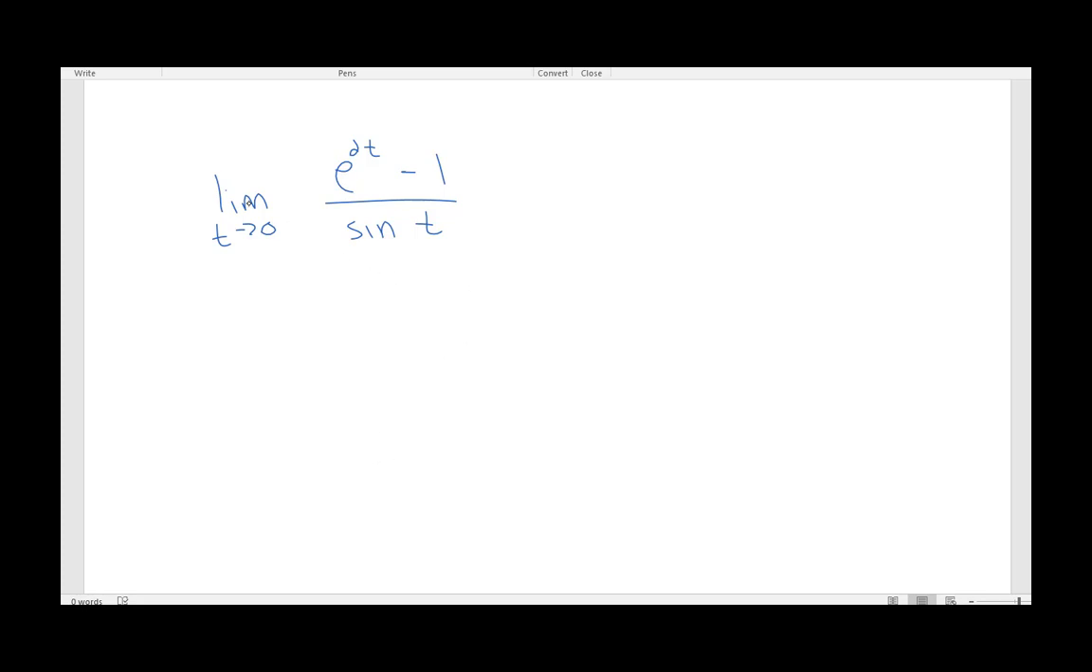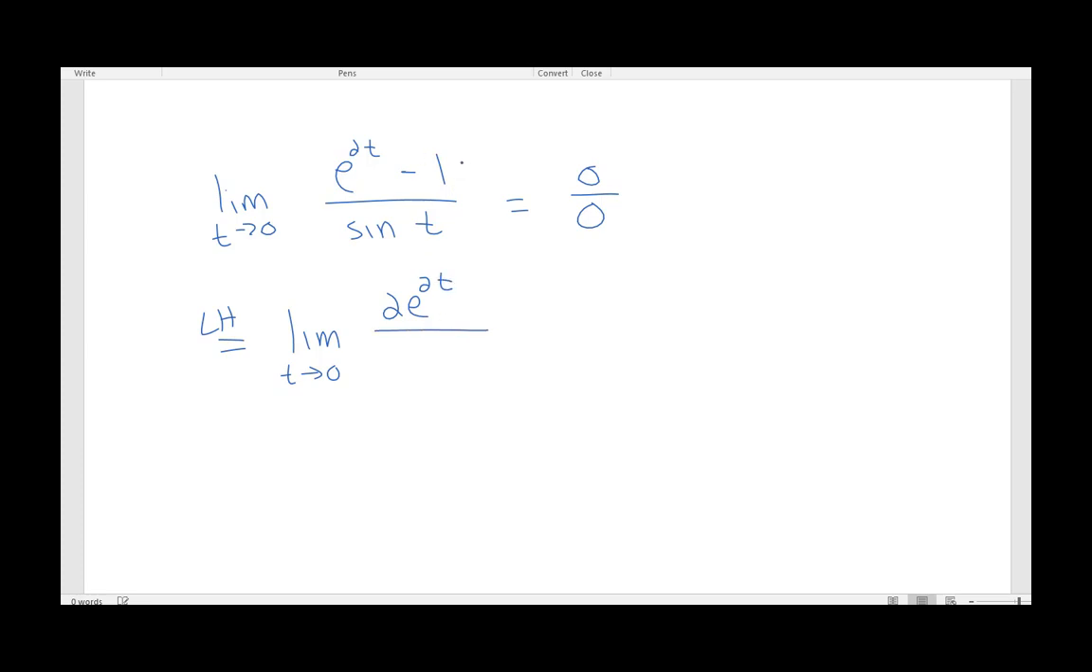All right, now that you have unpaused the video, first of all, I'm going to plug t equals 0 in and see if we get one of the indeterminate forms. If I plug 0 in, I get e to the 0, which is 1, and 1 minus 1 is 0. And then the sine of 0 is 0. So I do have an indeterminate form here. So I'm going to go ahead and write an equal sign with an LH to communicate that I'm using L'Hopital's rule. So I'm going to take the derivative of the numerator. The derivative of e to the 2t is 2e to the 2t.